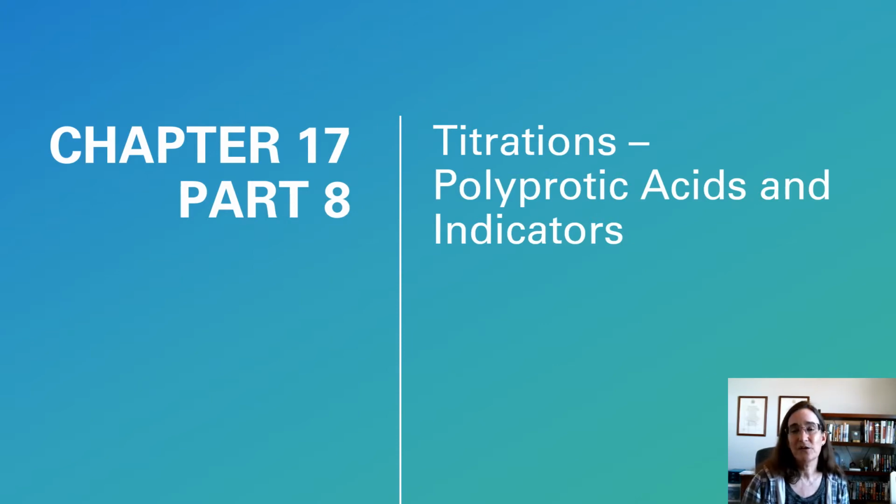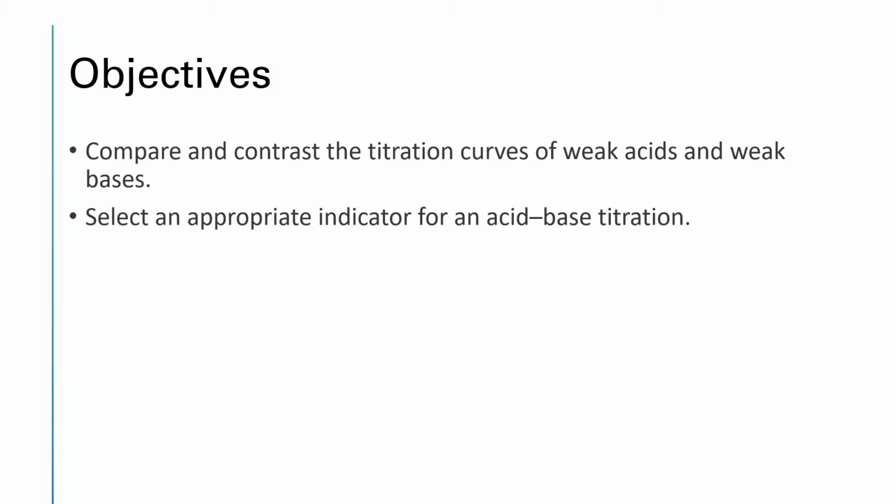We're going to take a look at what the titration curve for the titration of a polyprotic acid looks like, as well as looking at how you would pick an indicator for a particular titration. So our objectives are to compare and contrast the titration curves of weak acids and bases and to select the appropriate indicator for a titration.